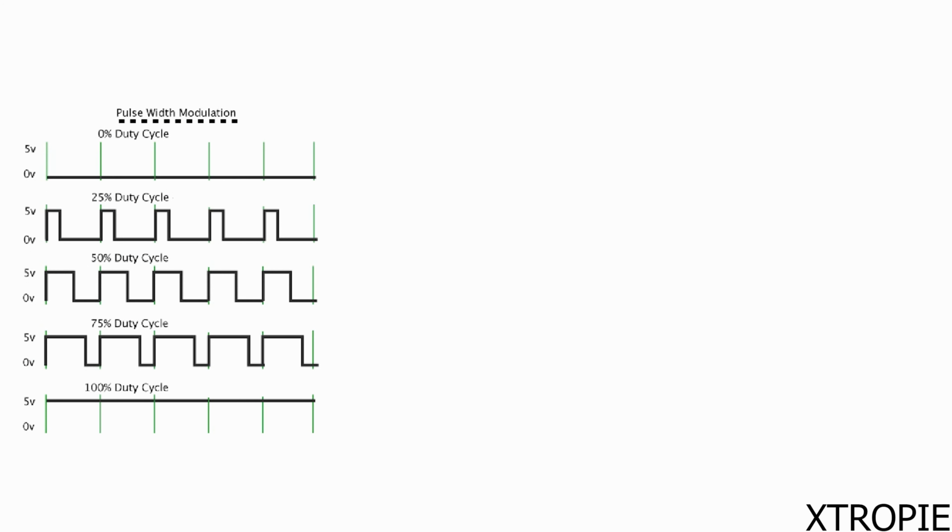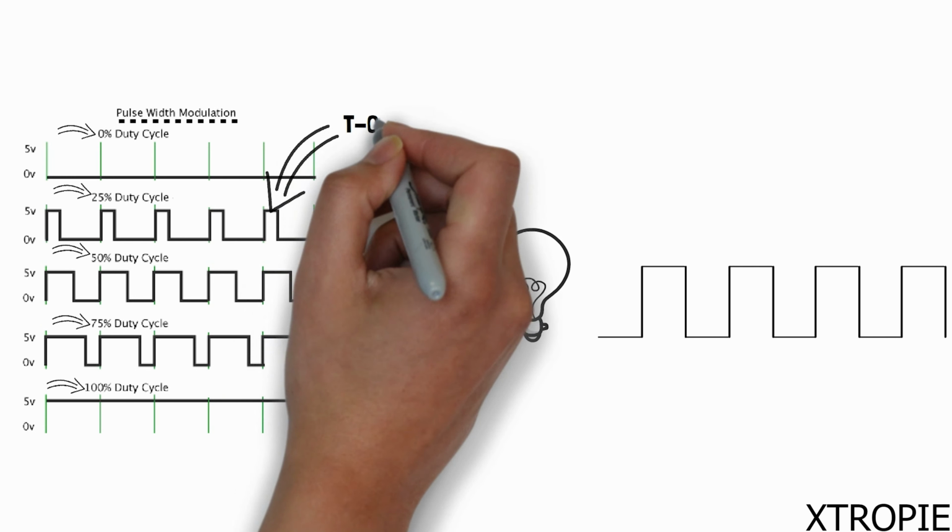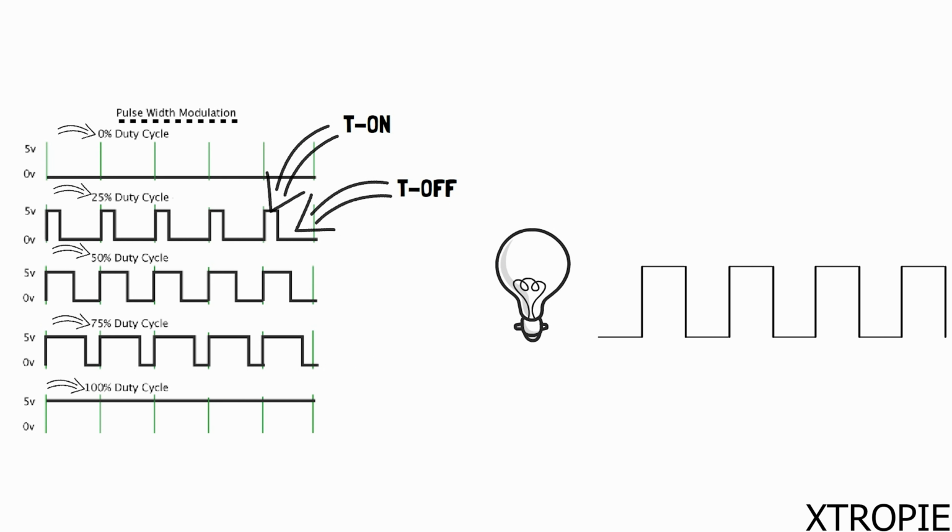PWM is a technique that works by driving the LED with a series of on-off pulses and varying the duty cycle. The fraction of time that the output voltage is on compared to when it is off of the pulses while keeping the frequency constant. Changing the on-off timing of these pulses, the brightness of LED can be controlled.